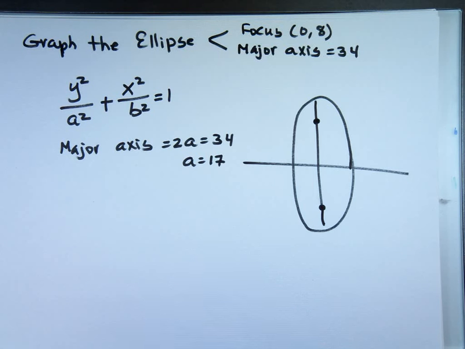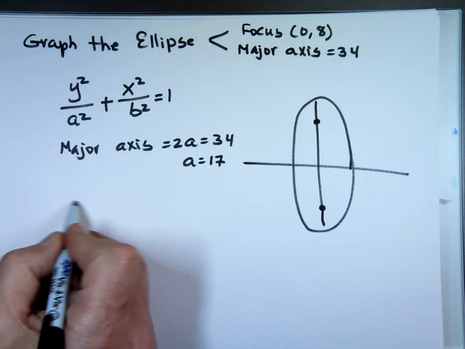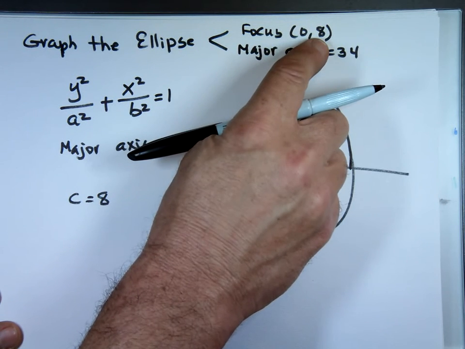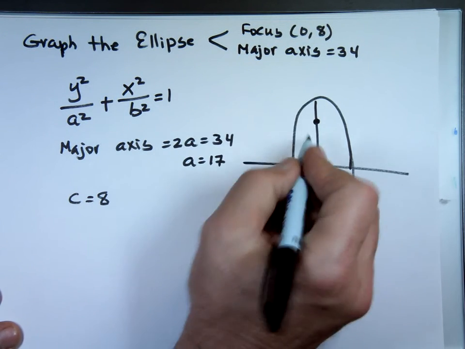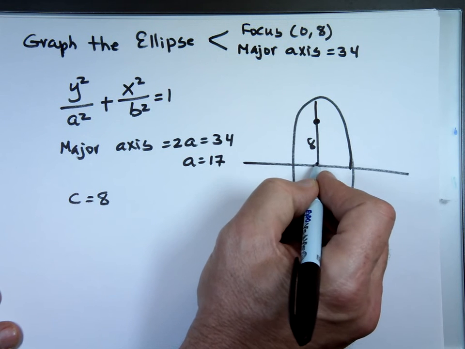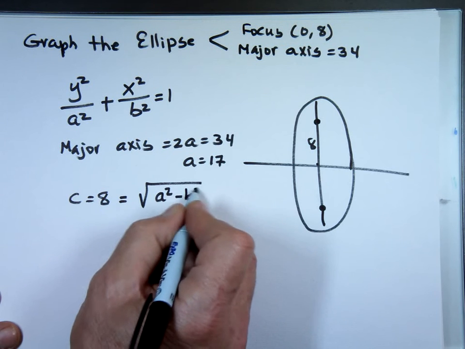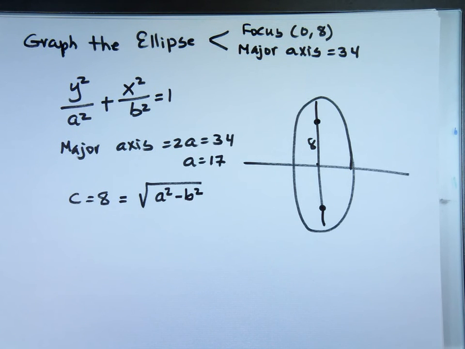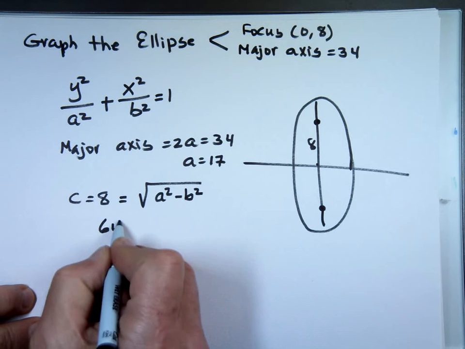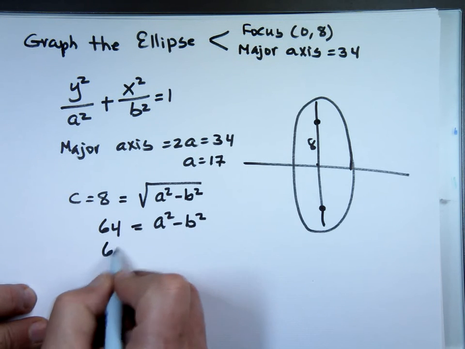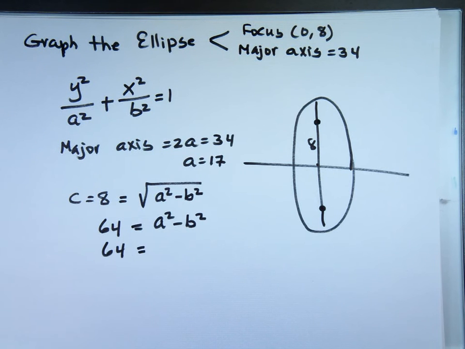What about c? C equals 8, right there. See the focus. It's 8 units high, so you know that distance is 8 from here to there. That's your c, which equals the square root of a squared minus b squared. So square that: 64 equals a squared minus b squared. Do we know what a squared is? It's 17 squared.